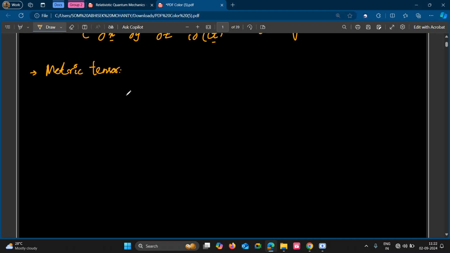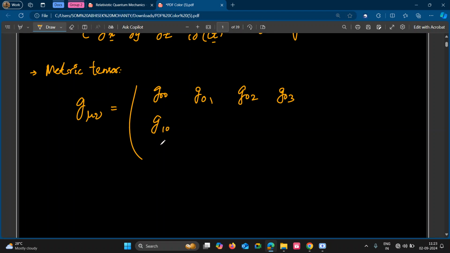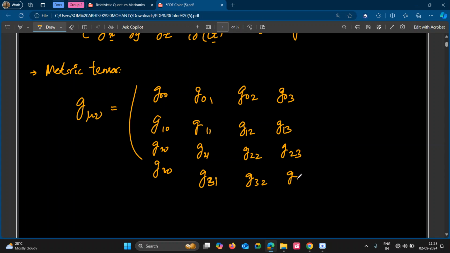Metric tensor, you write it like this: g mu nu is equal to g00, g01, g02, g03, g10, g20, g30. Okay, g11, g12, g13, g21, g22, g23, g31, g32, g33. So this is called a metric tensor.